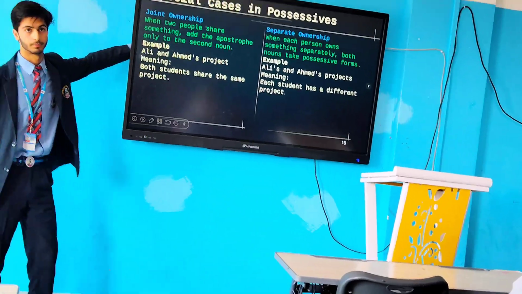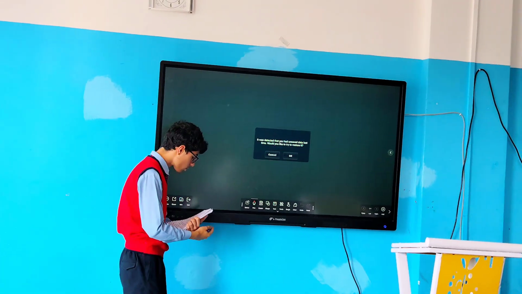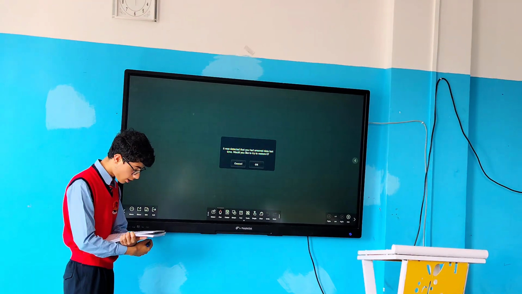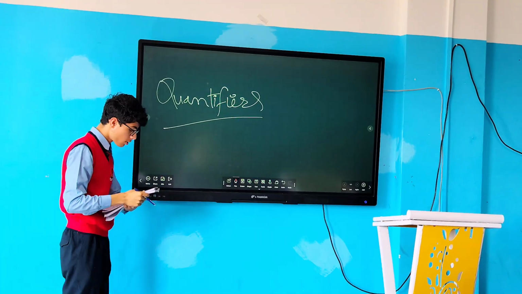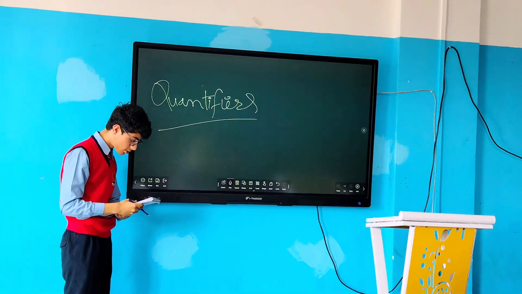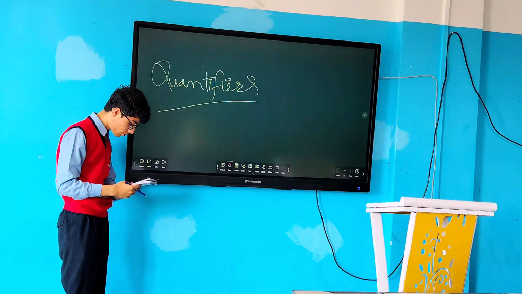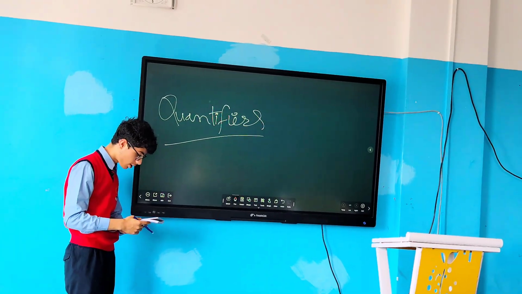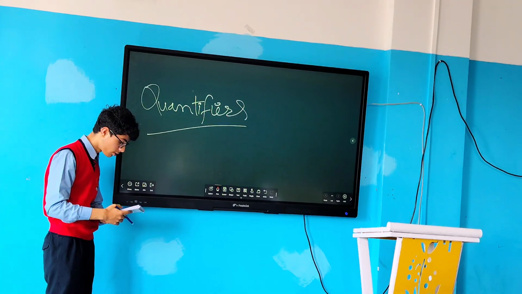Thank you. That was all. I am here with the topic of quantifiers. Quantifiers are basically words that tell us how much. Quantifiers are words that tell us how much or how many of something there is. Quantifiers are used before nouns to express quantity without always giving an exact number. They are important because they make our communication clearer and more precise.